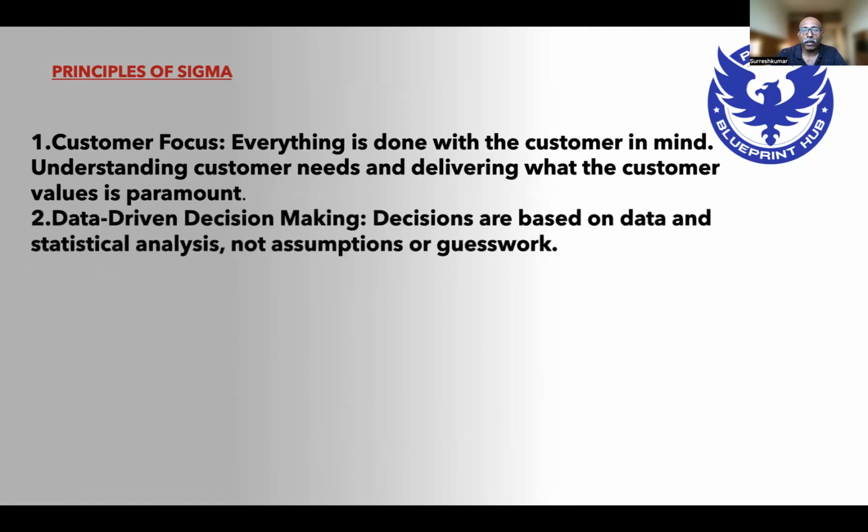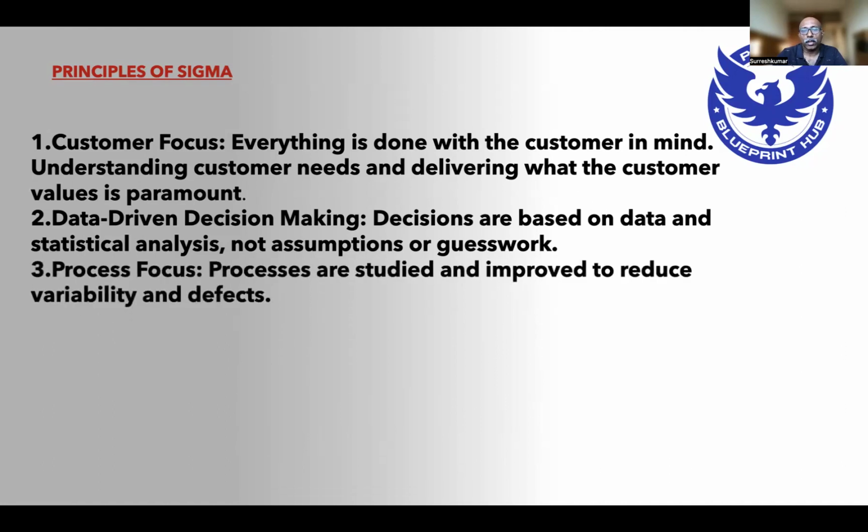Second is data-driven decision making. Decisions are based on data and statistical analysis, not assumptions or guesswork. The second rule clearly indicates we should have enough data. As we have discussed in many previous discussions, we should have proper data in our hands, and there should be some target also. Only then can we identify which areas need to be streamlined in this process.